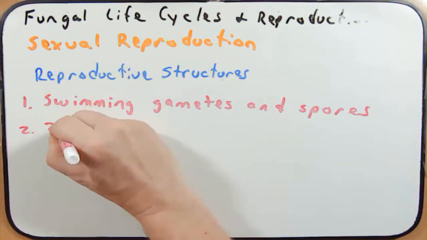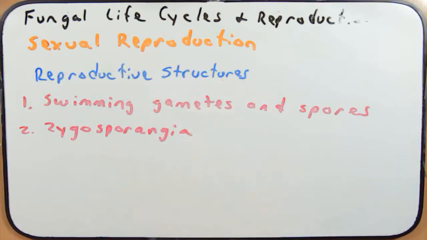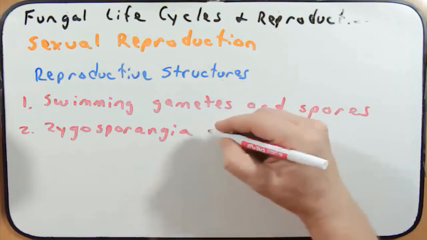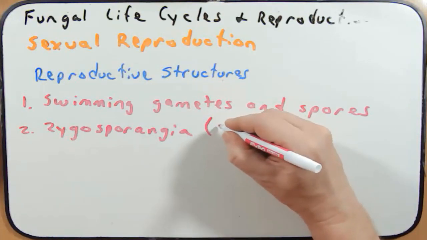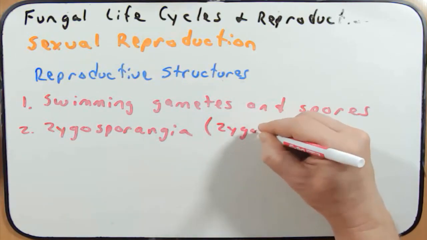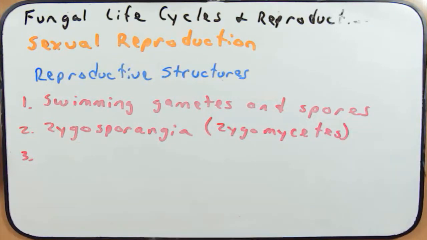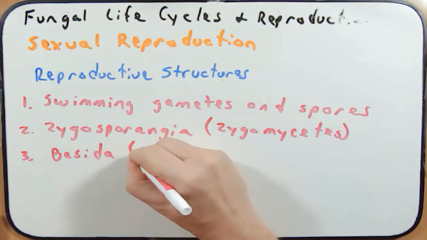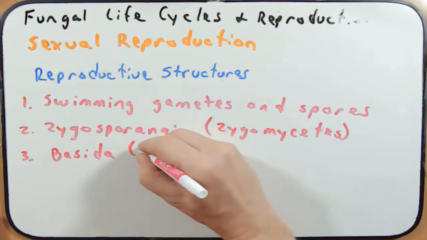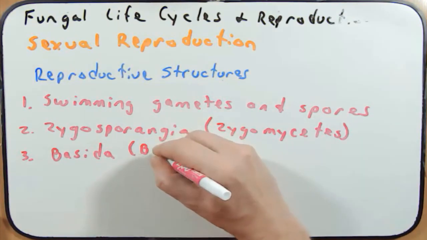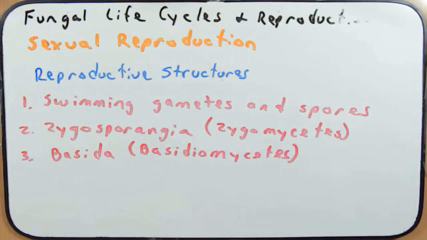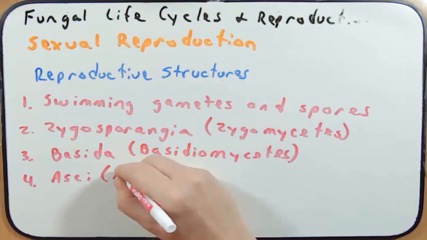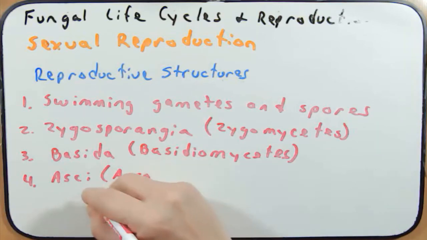The second is Zygosporangia. As the name suggests, we typically see species with Zygosporangia in the lineage of zygomycetes. The third type of reproductive structure are Basidia. And as you might predict, species in the lineage of basidiomycetes will typically have these structures. And our last one are the Asexual. And as you might have predicted, the ascomycetes are the ones that traditionally will use Asexual.